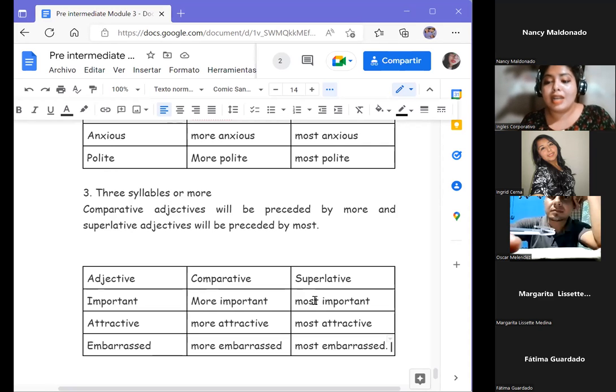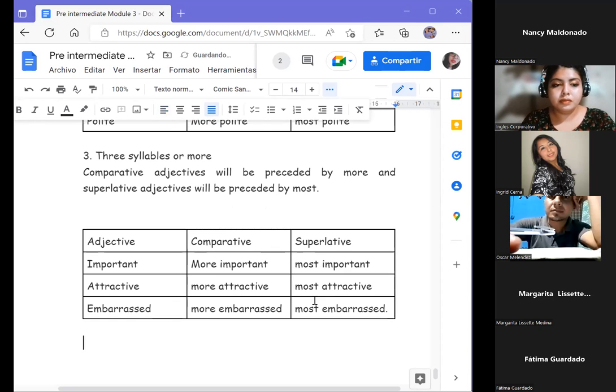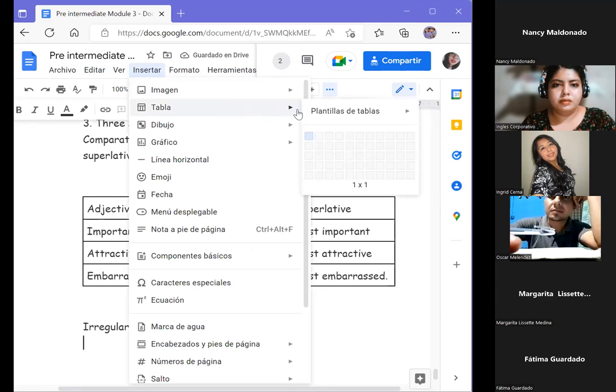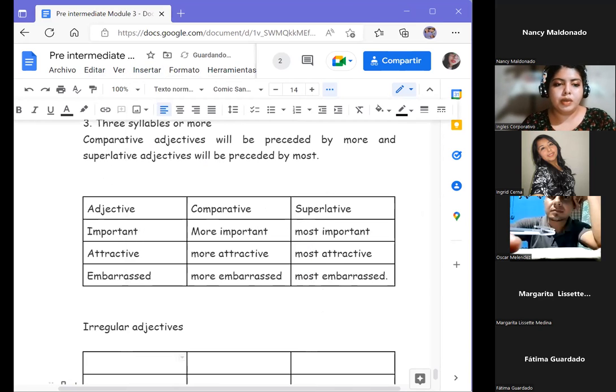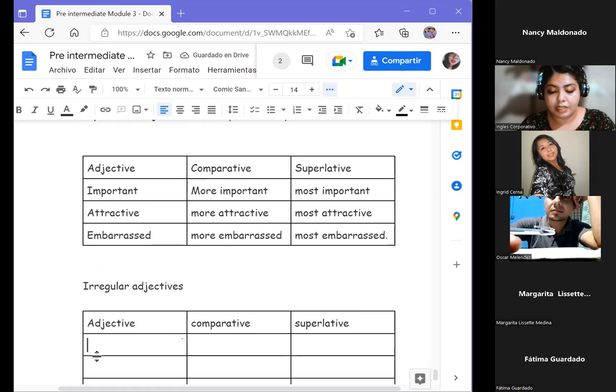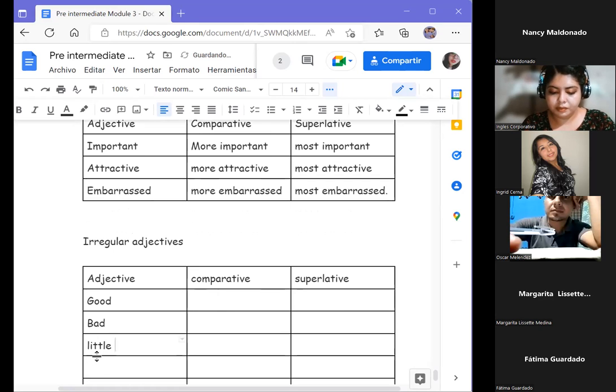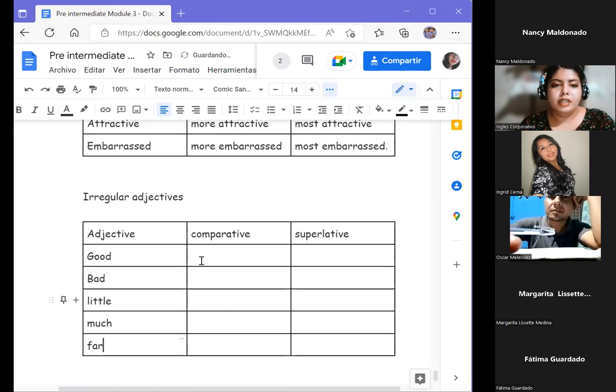So we are going to see the irregular adjectives. So we have here the adjective, then we have the comparative, and then the superlative. So we are going to write just the adjective. Good, bad, little, much, and hard. So how can we say the word good in a comparative sentence?